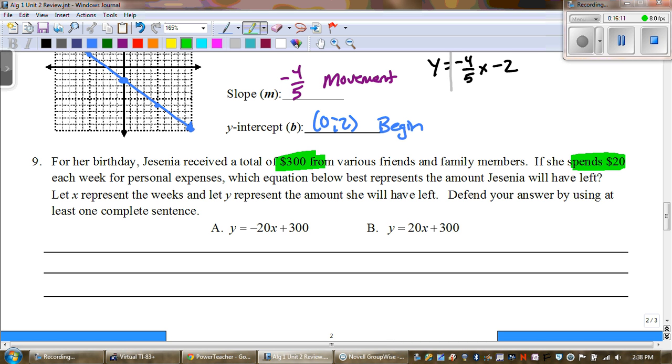Now, if you spend money, are you gaining more money or are you losing money? You lose money because you're spending it. So that would be a negative 20. And that's how much you spend a week. So that's your negative 20x, and your 300 is what you start with. Okay, so the correct answer is A. If you want to try to write a quick sentence about that, go ahead and do it. Pause the video, and when you come up, you'll see what I would write.